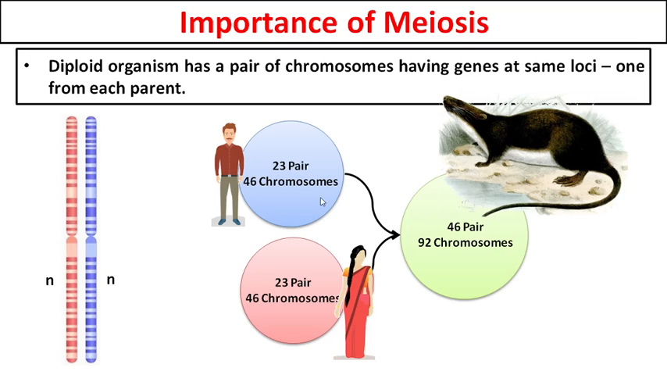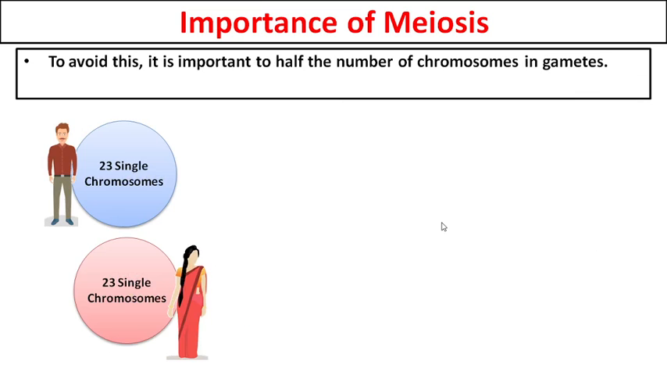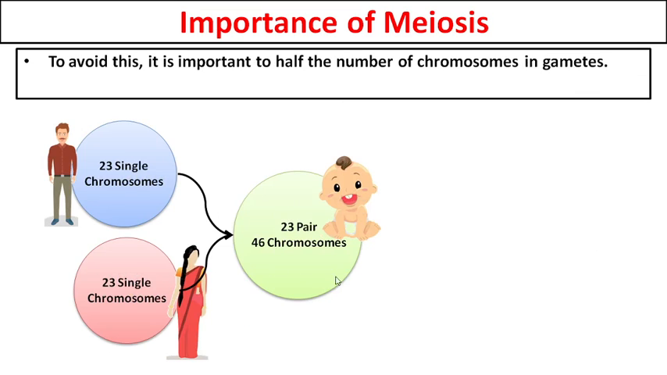So to maintain the species, every species has its own set number of chromosomes. For example, we have 23 pairs, while chimpanzees have 24 pairs. So this number is very specific and set. You cannot change that number. So to make sure that the child also has 46 chromosomes or 23 pairs, there should be a division such that the total number of chromosomes coming from the father or from the man is 23, and the same with the woman. 23 single chromosomes from the mother and 23 single chromosomes from the father. Then only the baby will have 23 pairs or a total of 46 chromosomes.